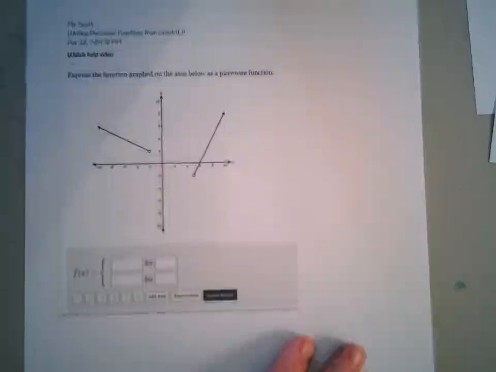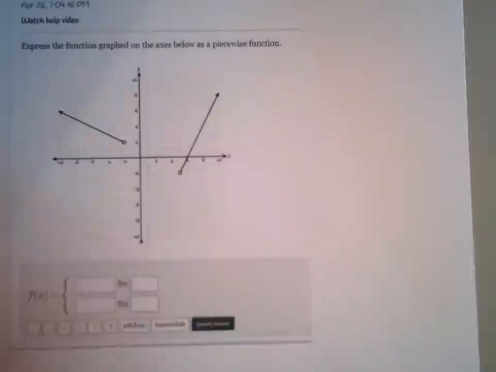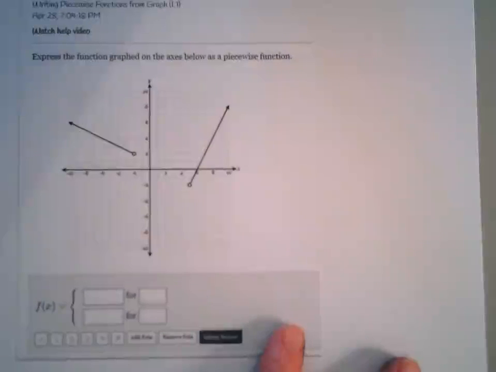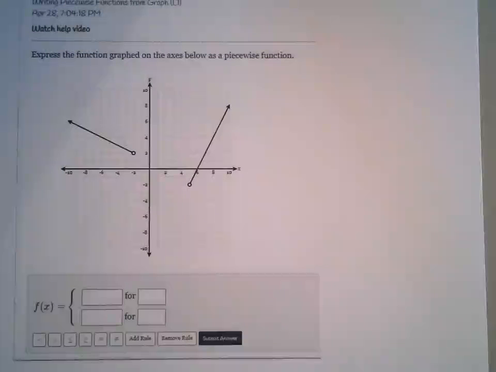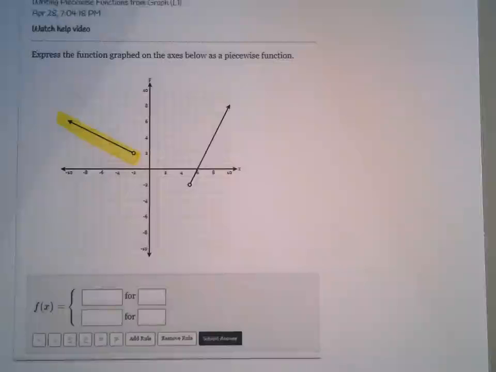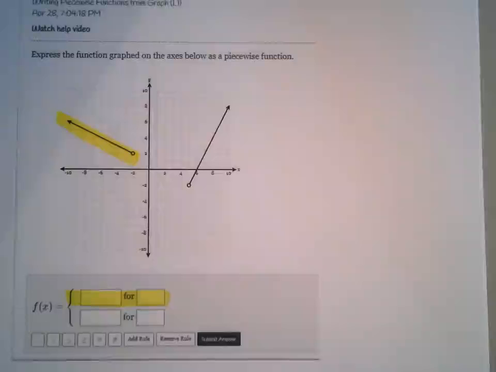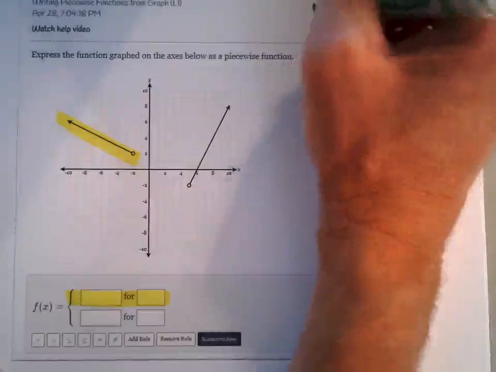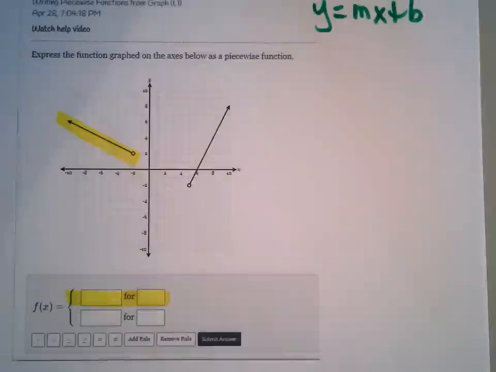Alright, so here we have a Delta Math problem. I'll scoot in and make sure that this is focused for you. Let me see if I can autofocus that a little bit better. Okay, that should be a little bit better. Alright, so we're going to focus on this equation right here, and that's going to be our answer that we put in this top blank. We are looking for a y equals mx plus b equation for that yellow highlighted curve.